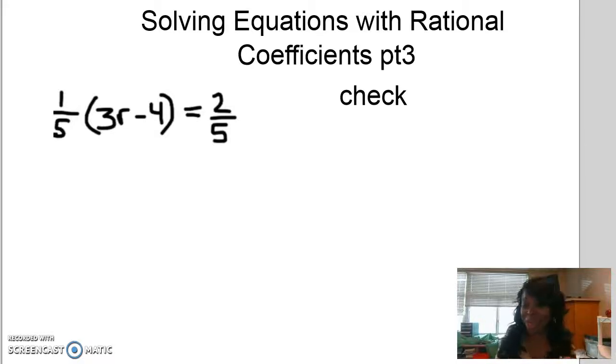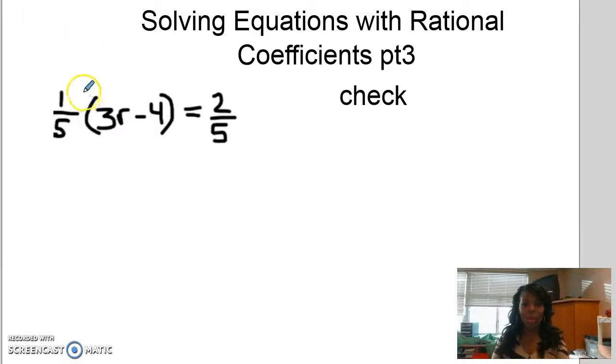We're moving on with our exciting topic of solving equations with rational coefficients. We've solved equations with fractions, and you guys have done a great job. Of course, fractions are rational numbers. We're moving on to adding fractional parts of expressions with a fraction answer. So let's write down the first equation and let's get started.